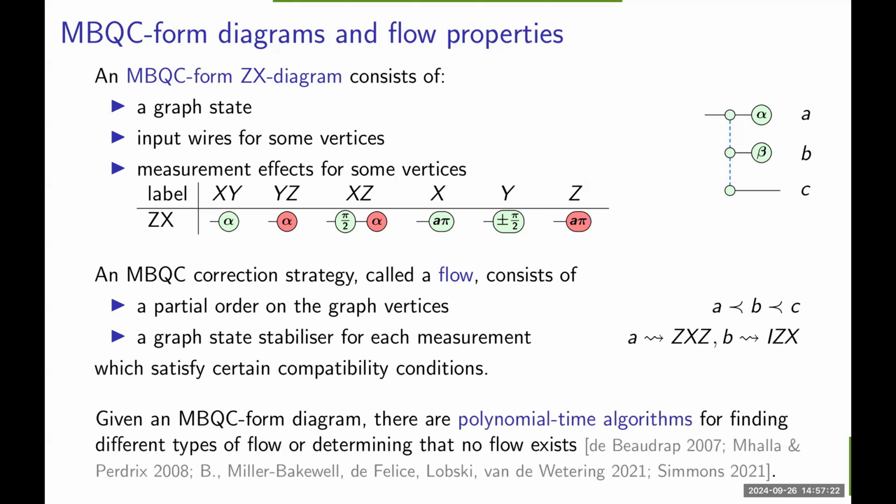The good thing is that there are polynomial time algorithms that allow us to find flows given an MBQC form diagram, or determine that no flow of the type we're looking for exists. And so if you give me such a diagram, I can always tell you whether that supports a deterministic measurement-based computation.